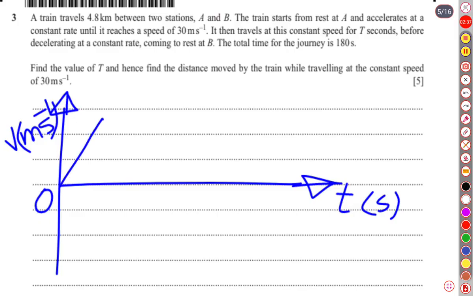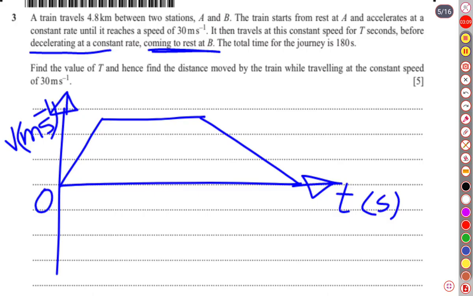Then the train was traveling at a constant speed. That means just parallel to the horizontal line. After that, it reaches, look at this, coming to rest at B. At B, it was at rest and it was moving at a constant rate of deceleration. So, which one is our t? Actually, they have told us to find the constant.